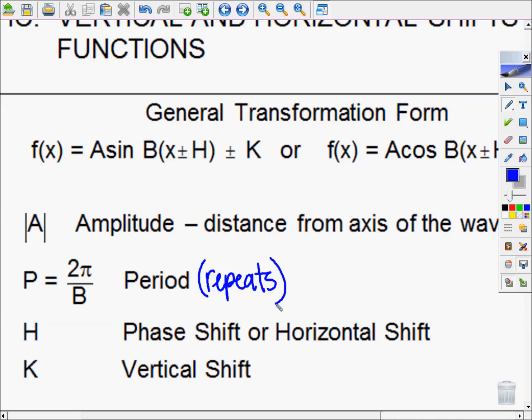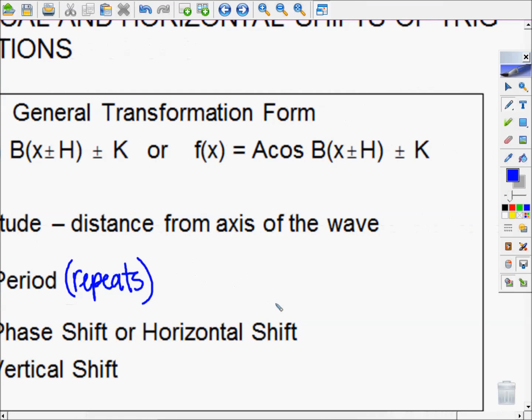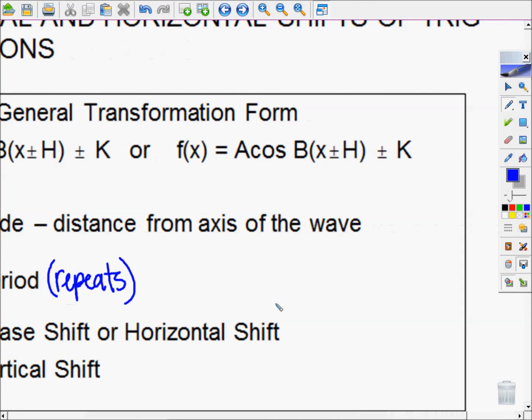All right? He also mentioned that if your A is negative, that means it's going to be what? It's going to be flipped. It's going to be reflected. Okay? If A is negative, it's going to be reflected. So if it's a positive 1, it's going to become a negative 1. If it's a negative 2, it's going to become a positive 2. Your values are going to be reflected.